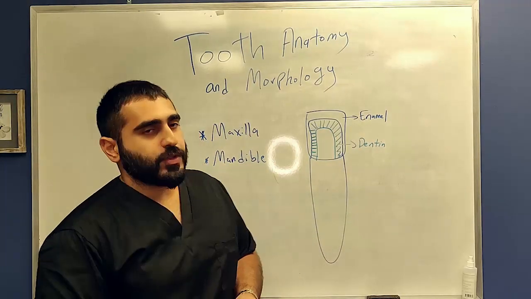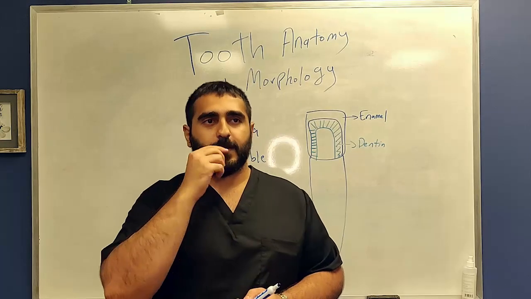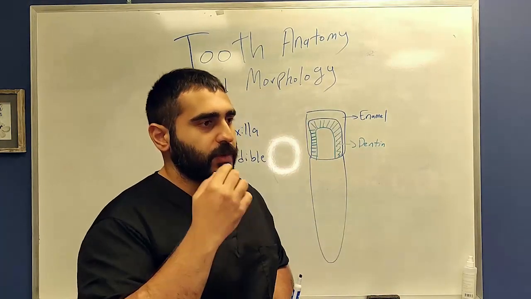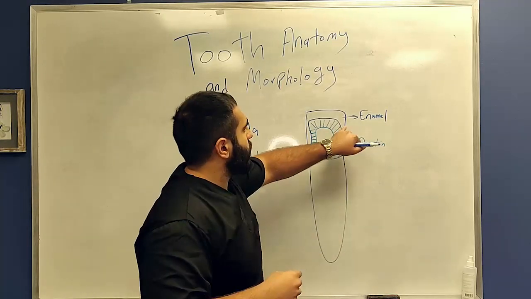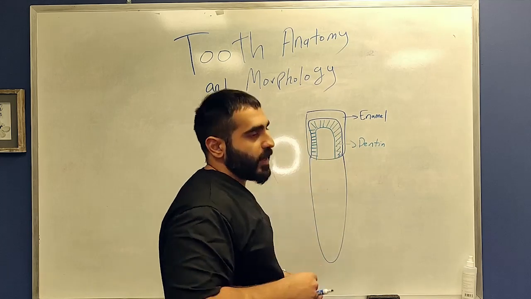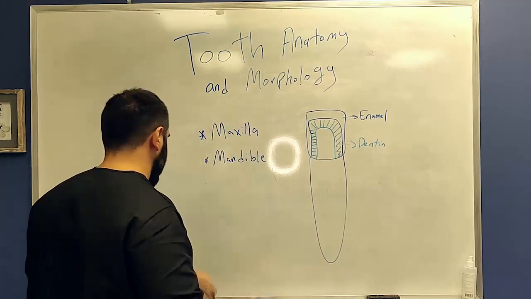So usually if you see that you're getting decays in the initial stage, it takes longer for the decay to penetrate through because you have enamel. But once it passes the enamel stage and goes to the dentin, it grows faster because dentins aren't as strong as enamels.